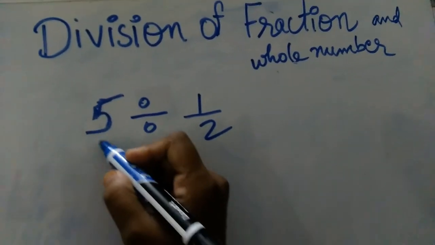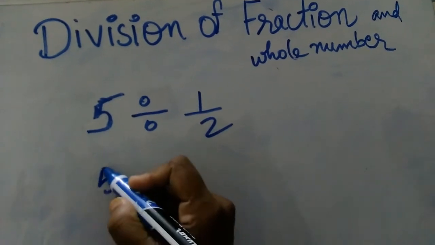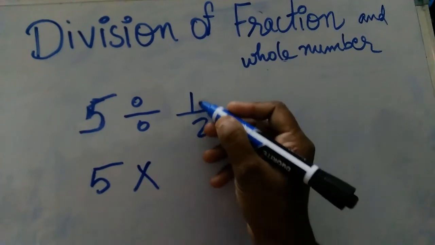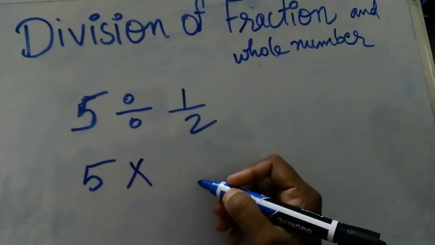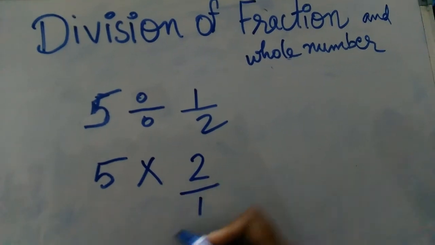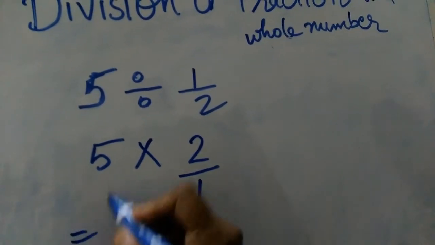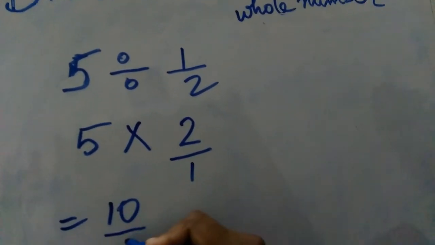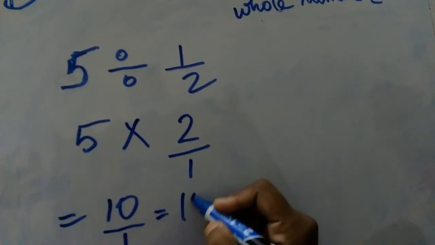Division of fraction and whole numbers. 5 divided by 1 upon 2. That is 5. Division changes to multiplication. Then find the inverse or reciprocal, 2 upon 1. Now you can multiply the numerators. 5 2s are 10 upon 1. It is same as 10.